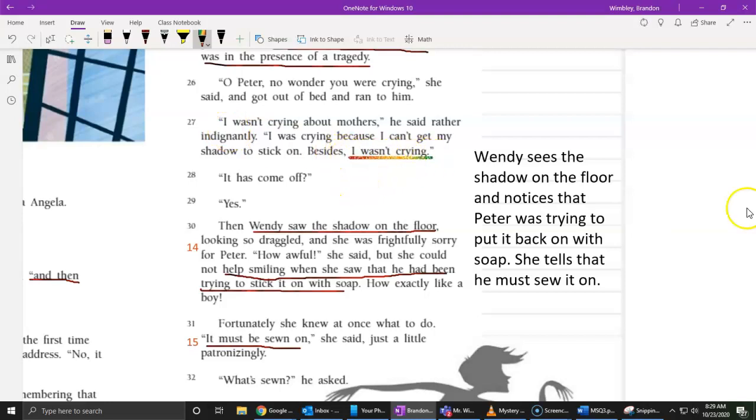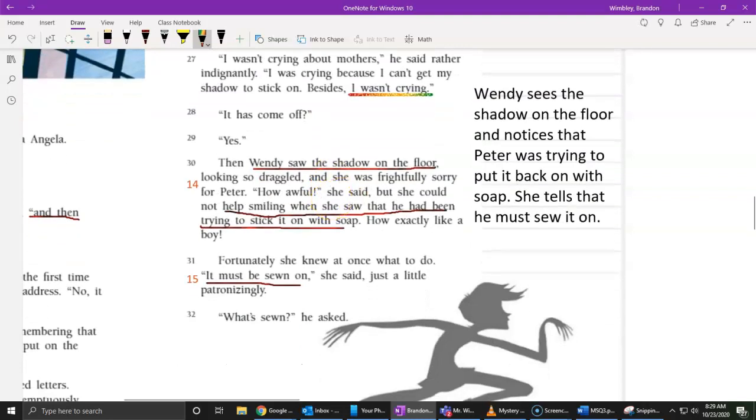So now let's go on to our next part. And let's see as we keep reading if there's anything else that we notice. It has come off. Yes. Then when he saw the shadow on the floor, looking so draggled, she was frightfully sorry for Peter. So she has this emotion here. She feels bad for Peter. How awful, she said. But she could not help smiling when she saw that he had been trying to stick it on with soap. So here we already underlined it. I'm going to underline it again. So she also seems kind of judgmental, I guess. But in a good, humorous way. She's laughing at Peter's misery.